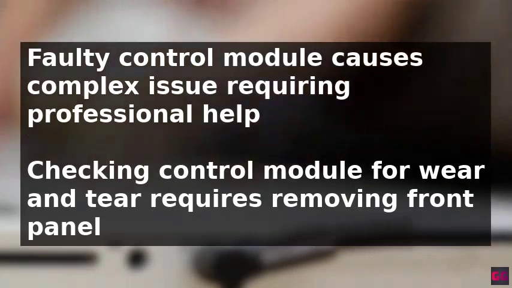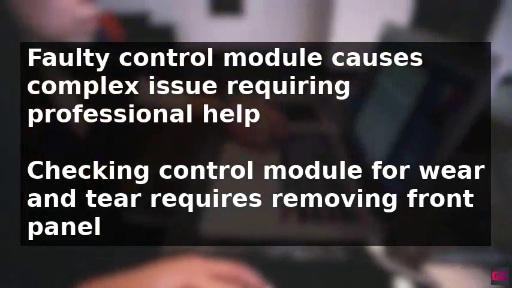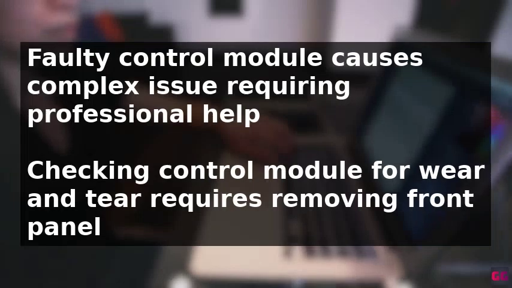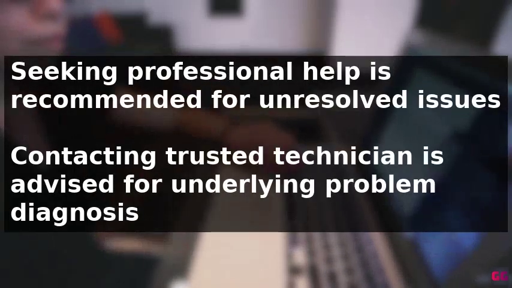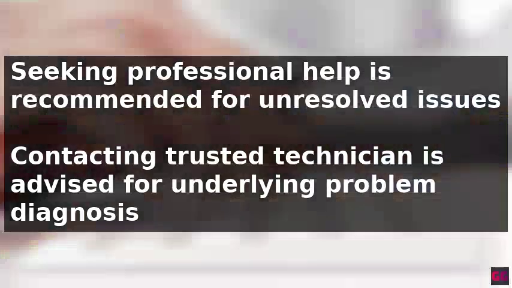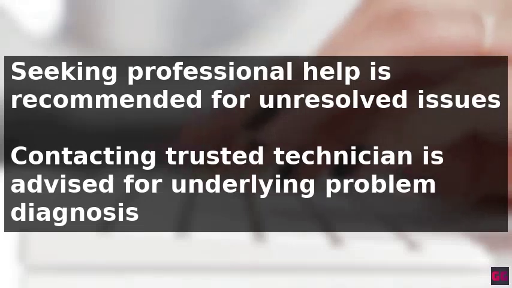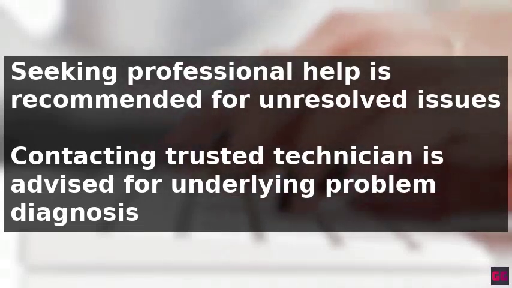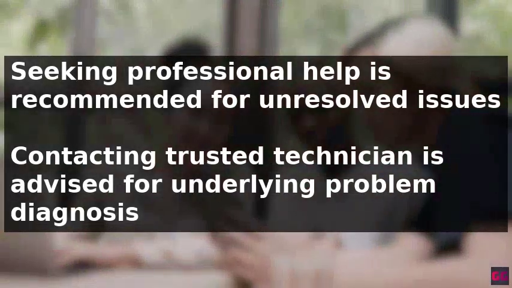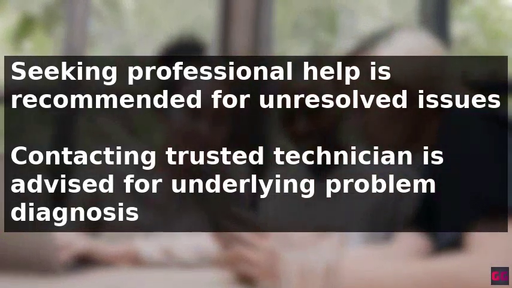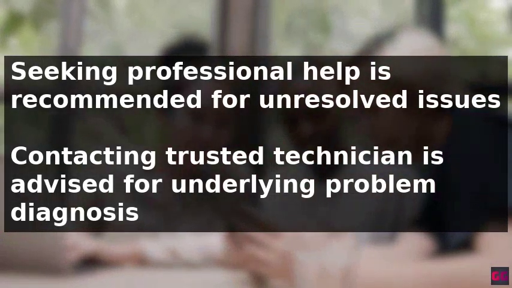A faulty control module can be a more complex issue to resolve. To determine if the problem lies with the control module, the washer should be switched off, the front panel removed to access the control module, and checked for signs of wear and tear, burns, or unequal colors on the main processor and chips. If any of these signs are noticed, it is recommended to seek professional help.